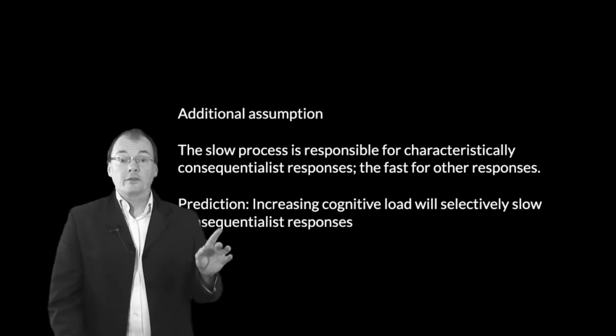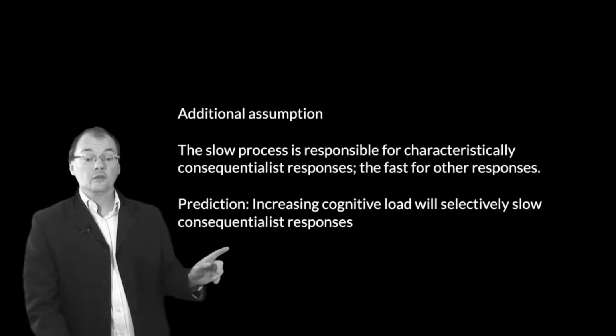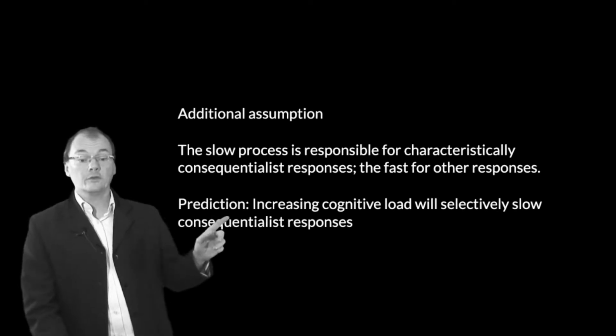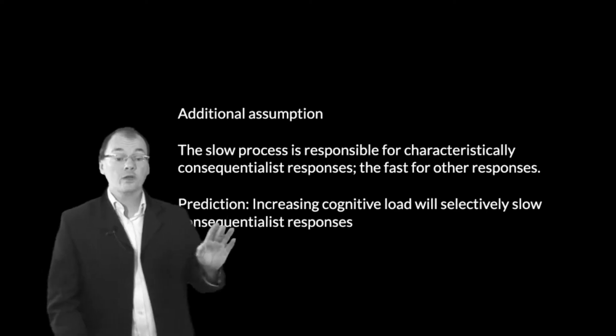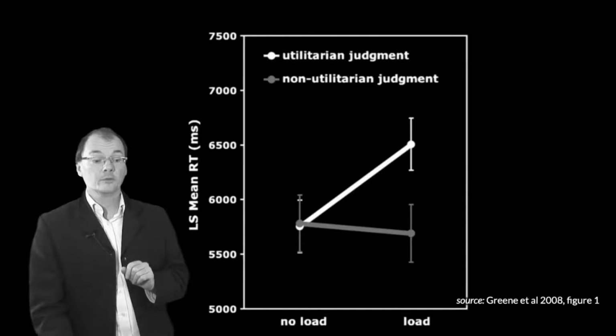So what we're predicting is that when you give that answer, yes, I will kill one person to save 5, you're giving a characteristically consequentialist response. That's driven by the slow processes. The slow processes will be slowed down more by cognitive load, and therefore you'll be slower to respond.